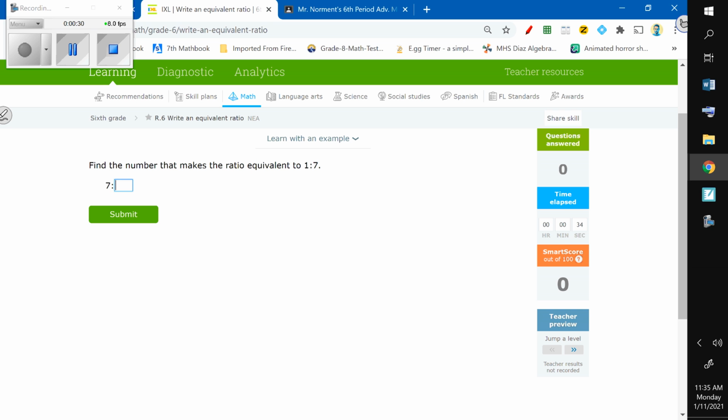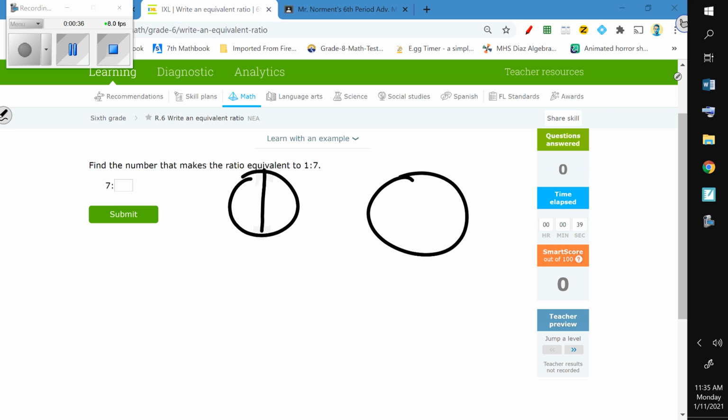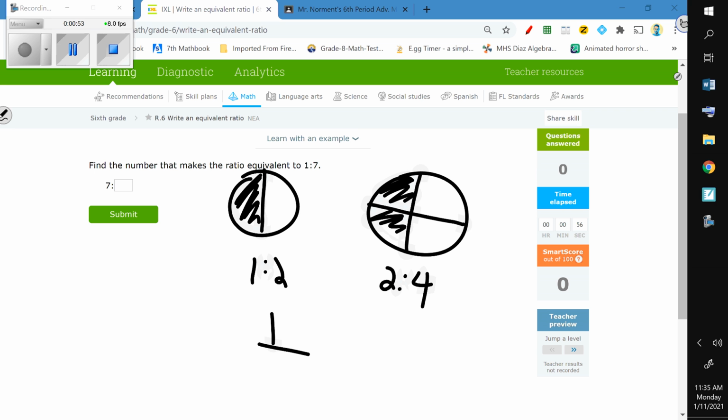Writing equivalent ratios. Remember, the best example I can give is if we both ate pizza. Let's say these are the exact same size, and I ate one slice out of two slices, and you ate two slices out of four. You can write both of these as fractions, and even though these two fractions look different, I ate exactly half of mine. You ate exactly half of yours. These are equivalent ratios. They have the same value, okay?